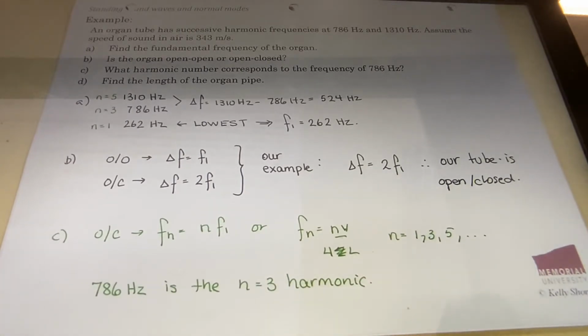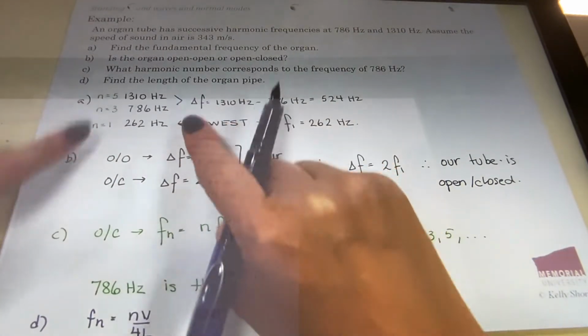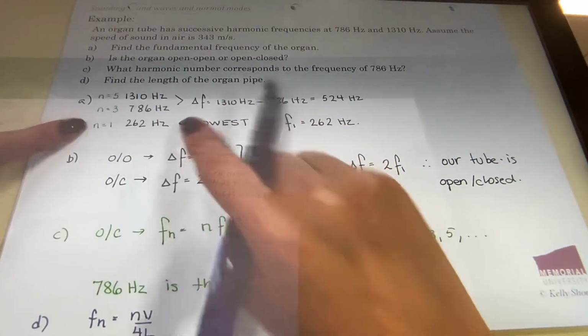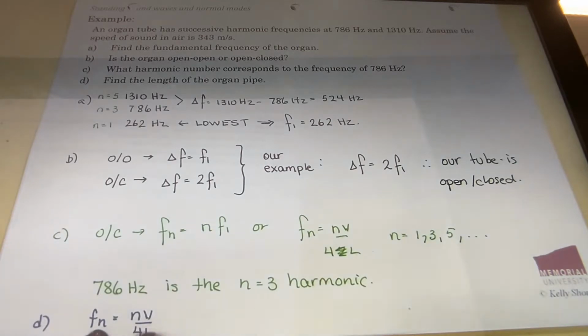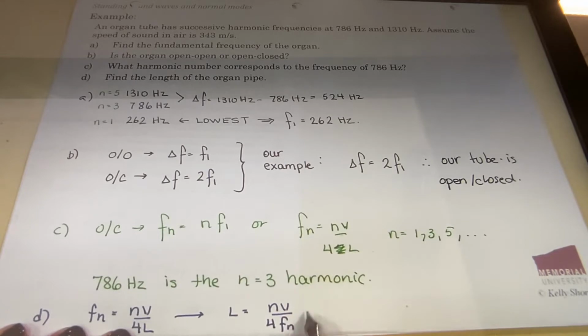Still good? Last bit, find the length of the organ pipe. So now we're going to try and solve for L. Let's come to this equation. Fn equals n times V over 4L. So that's our equation. We can pick any frequency here because we know the frequency and the n values for each of them. So we know n, we know frequency. We know that V is 343, so we can solve for L. So L is equal to n times V over 4 times the frequency.